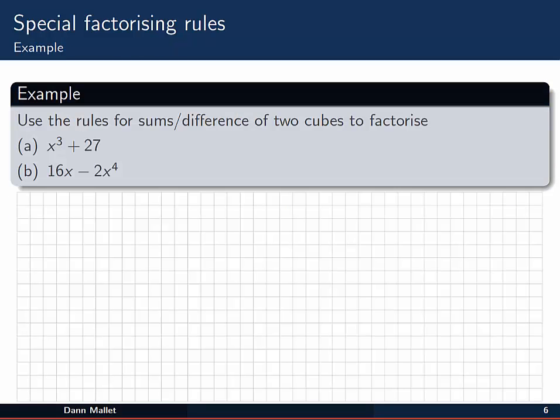So a couple of examples with these special rules. We're going to use the rules for the sum and difference of two cubes to factorize x cubed plus 27 and 16x minus 2x to the 4. Give yourself a couple of minutes now to try these out.